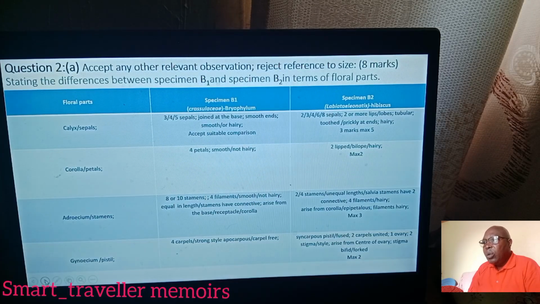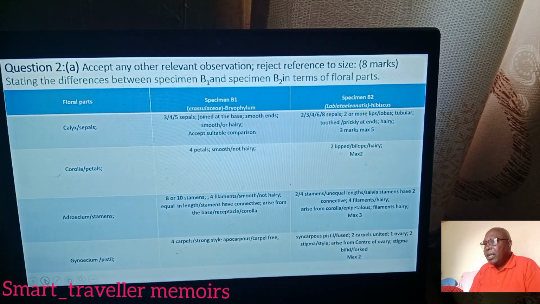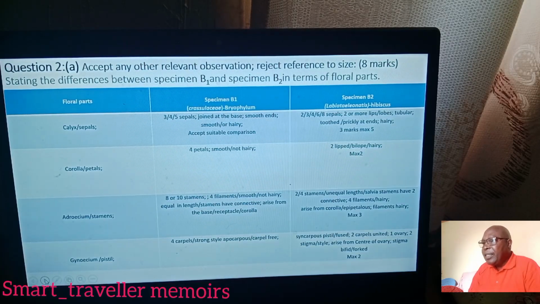For B1, we have 4 filaments, smooth, not hairy, equal in length. Stamens have connective and arise from the base, receptacle, or corolla. For B2, we have 4 filaments, hairy, arising from the corolla, or what we call epipetalous. Filaments are hairy, maximum 3.